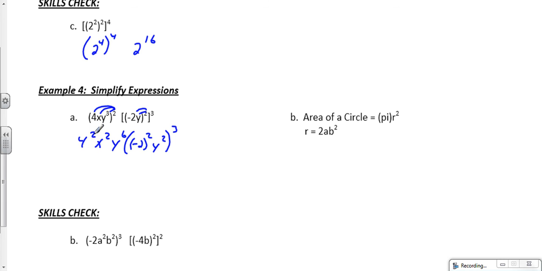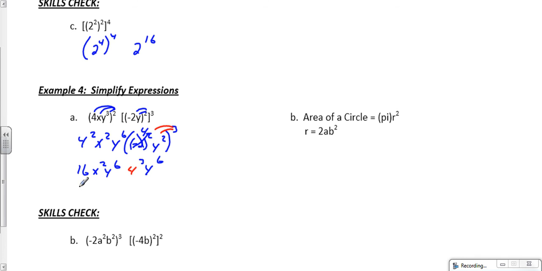So again, I'm going to take 4 squared and actually do that. 16. X squared, y to the 6th. Now we take care of this last power. Alright, again, on the inside I'm going to take care of this. This is actually going to be a 4. Negative 2 squared is 4. And then we're going to have 4 to the third power and y to the 6th power.